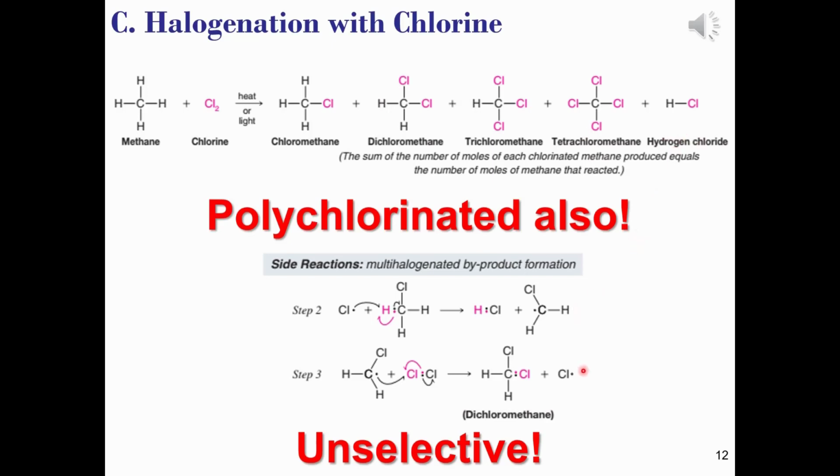The other type of halogen that we can use, and that is more selective, is bromine. So let's have a look at this on the next slide now.